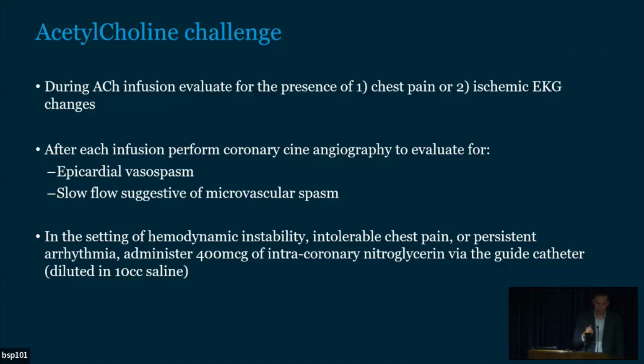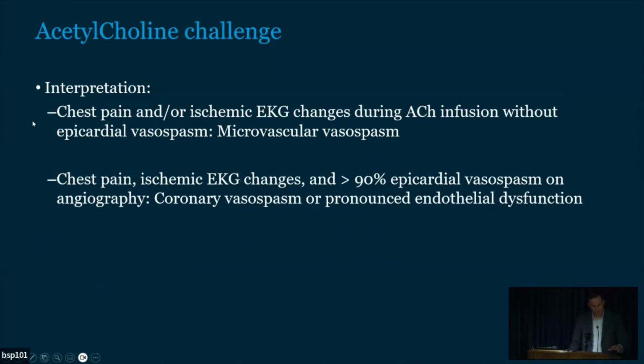So we give the 2 microgram dose. We look for all that stuff. We'll do an angiography to see if there's spasm, and then we will give 20 and then 100. And that will give us the formal diagnosis of either epicardial disease or microvascular spasm. If the patient develops chest pain and/or EKG changes, but there's no spasm of the big vessels on angiography, that is microvascular spasm. That means that their chest pain or symptoms are coming from the little vessels spasming. If they develop chest pain, ischemic EKG changes, and spasm of the large vessels, and I have an example of it, that's a diagnosis of coronary vasospasm.